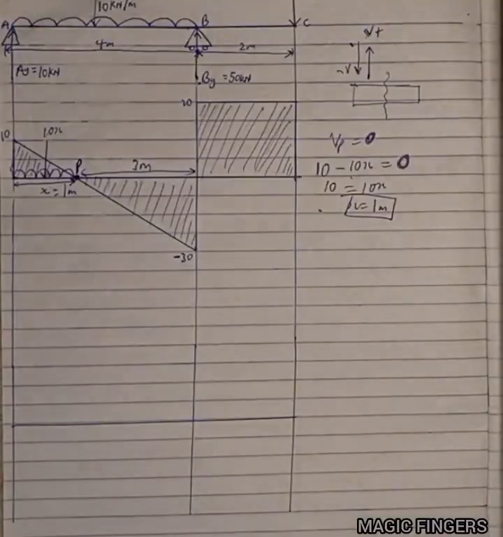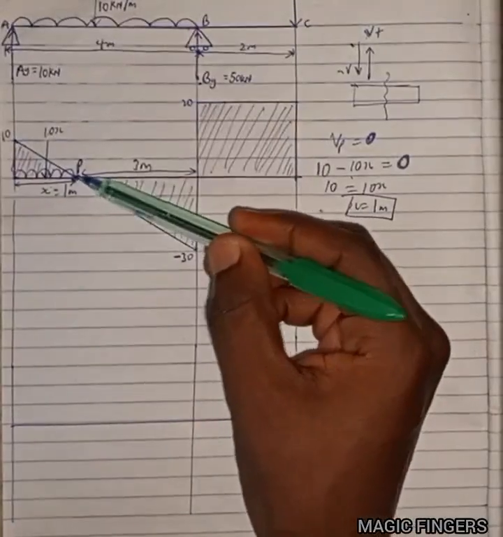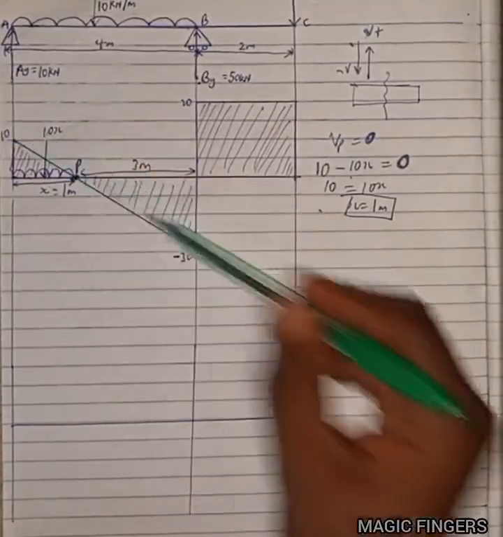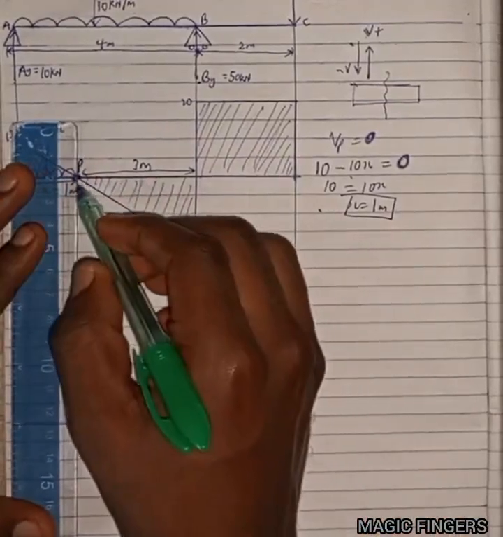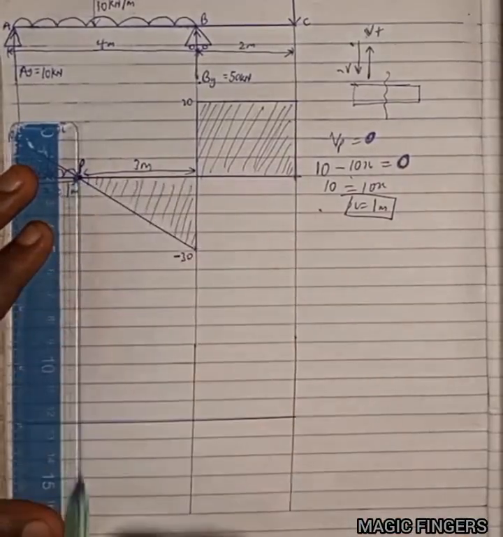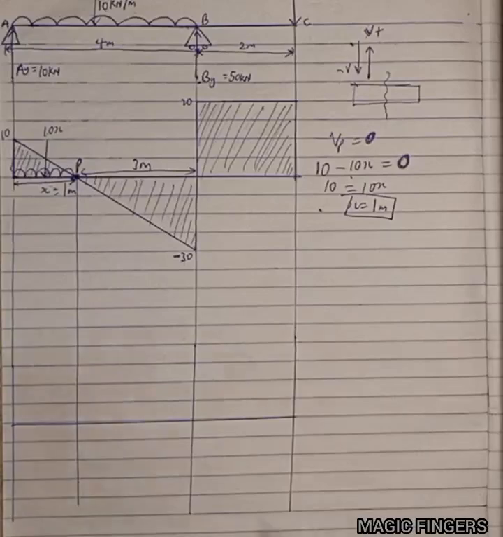Next one is to draw the bending moment diagram. Now, one thing you're going to do is that you see this part where the shear force diagram cuts the x-axis, project that line. Project that line downward. Yeah, you need it. Exactly. Good. Now, after that, let's go.